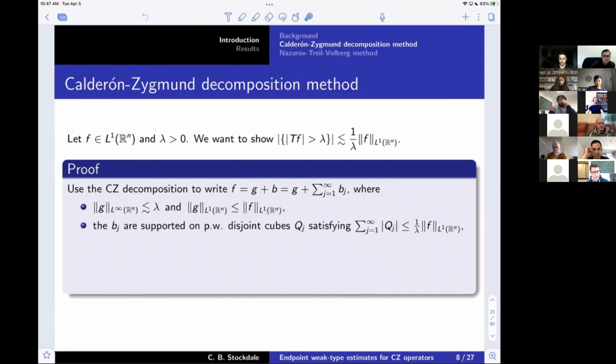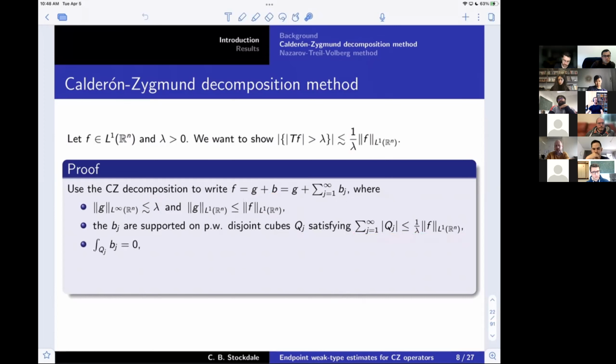The bad function is potentially unbounded, but it's going to have some properties which save us. Each of these pieces that comprise the bad function b is going to be supported on pairwise disjoint cubes, Q_j. The size of their support in total is not going to be too large. It's going to be controlled above by exactly the expression we want to bound everything by. So although the bad function is bad, it's going to be supported on a set that has good measure. It's not going to be supported on a really large set.